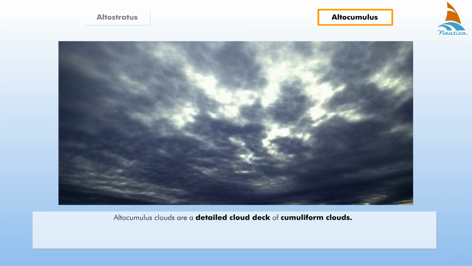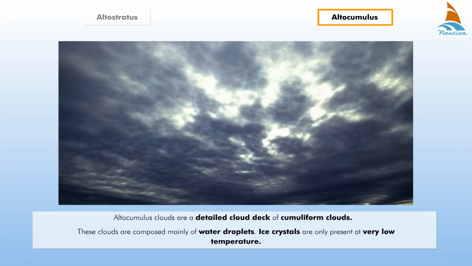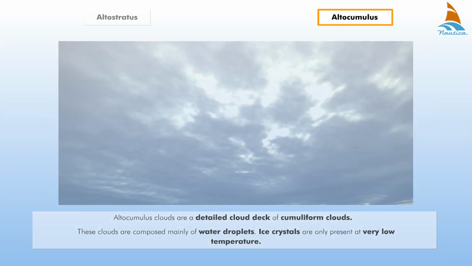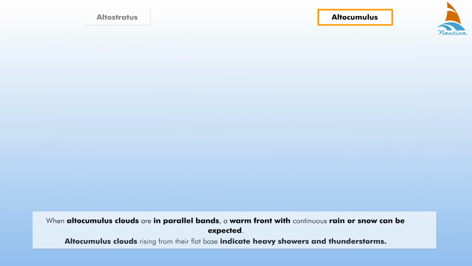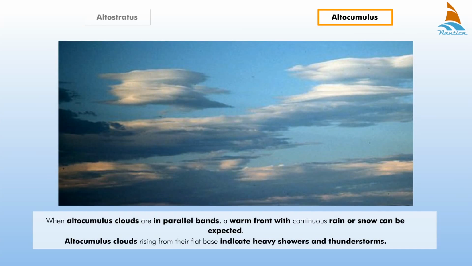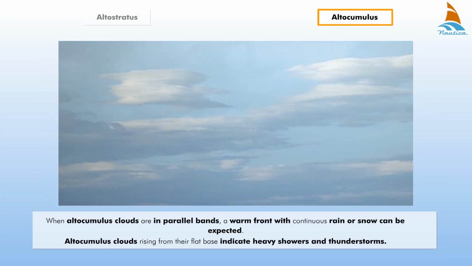Altocumulus clouds are a detailed cloud deck of cumuliform clouds. These clouds are composed mainly of water droplets. Ice crystals are only present at very low temperature. When altocumulus clouds are in parallel bands, a warm front with continuous rain or snow can be expected. Altocumulus clouds rising from their flat base indicate heavy showers and thunderstorms.